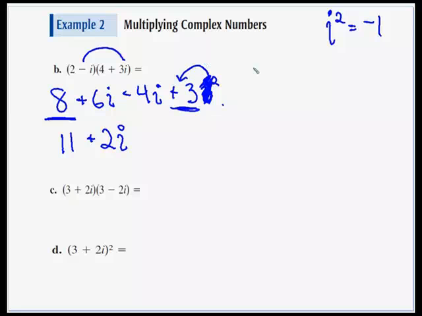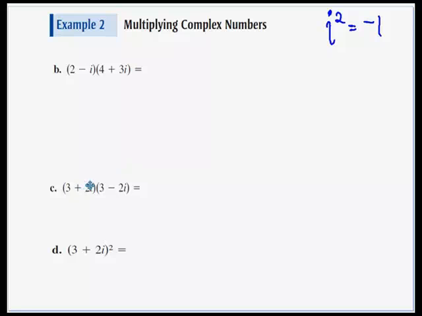So remember that i squared, you can replace i squared with a negative 1. In effect, it's just going to change the sign of that last coefficient.